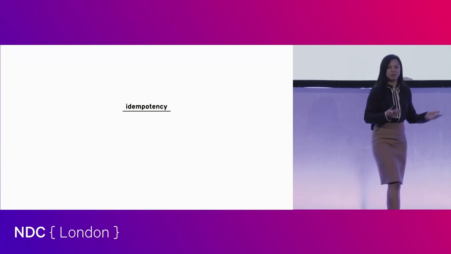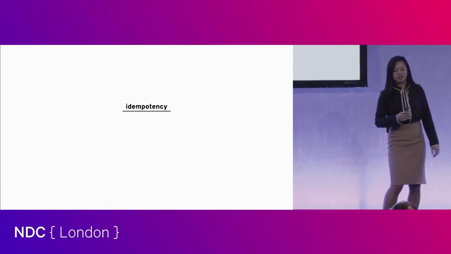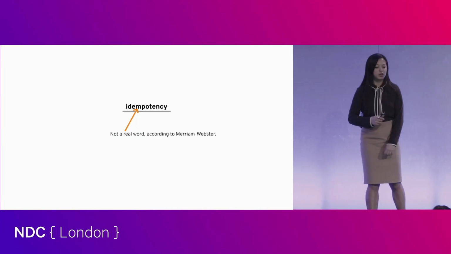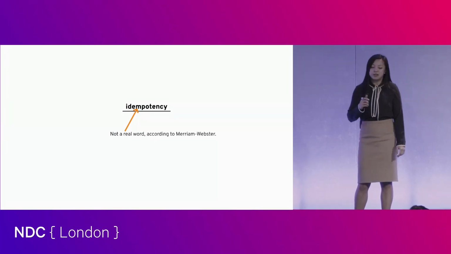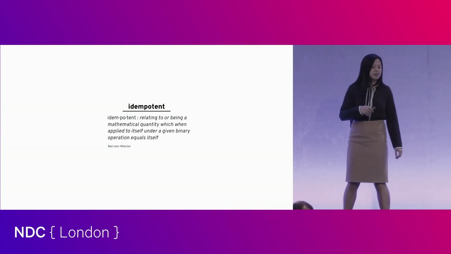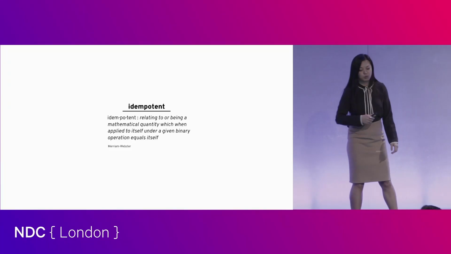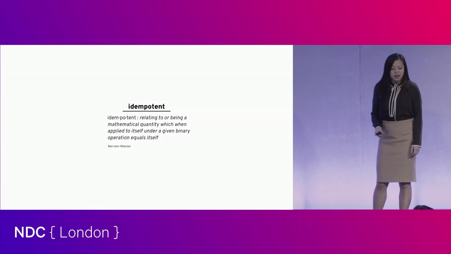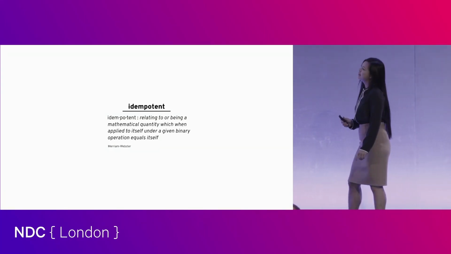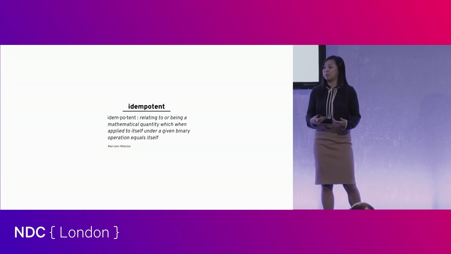So when I started looking up the actual words that were recorded, idempotency, I'm going to say it idempotency because I'm the American here. Idempotency is actually not a real word. And when I look this up in the dictionary, what you get is idempotent, according to Merriam-Webster. Merriam-Webster says, relating to or being a mathematical quantity which, when applied to itself under a given binary operation, equals itself. As you can see, even me reading this definition, I'm already stumbling over my words.